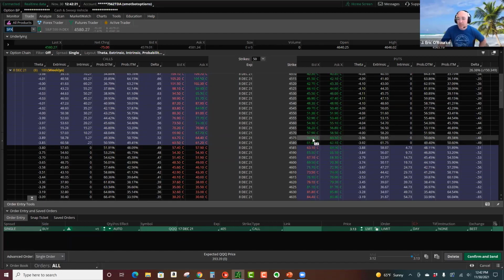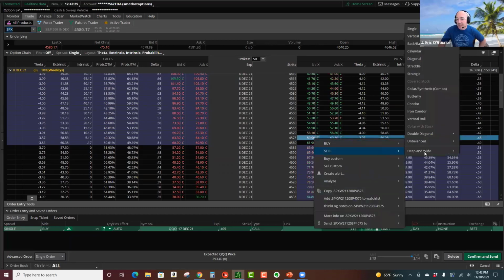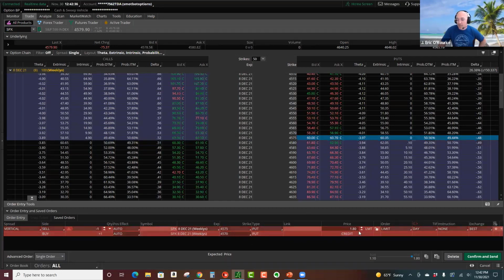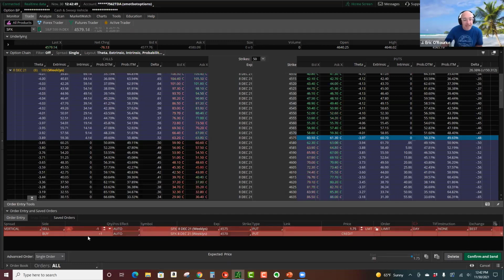If I wanted to choose this one in thinkorswim, I would right click and sell vertical, and it would set that up so I'd be selling the 45.75 and buying the 45.70 in a single order. The credit at this moment would be $1.80, and that's pretty typical for a 7-day option. The interesting part about this, and one of the reasons I sell at the money, is that you actually have less risk, because the max loss is the difference between the spread.